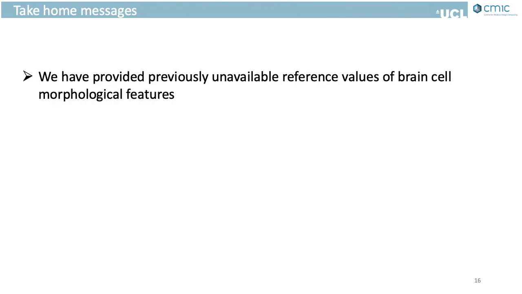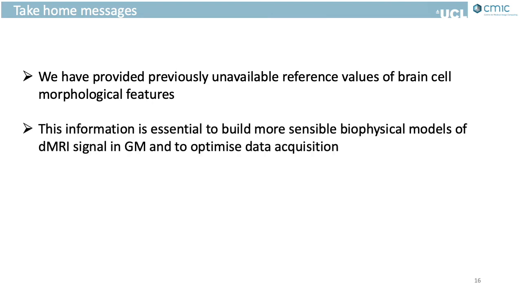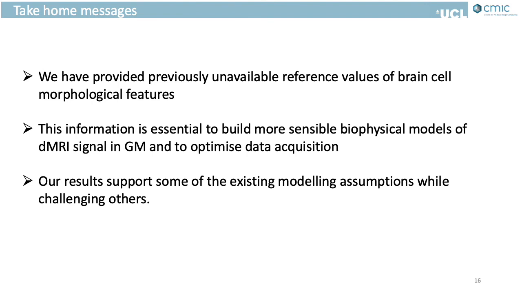To summarize, we have provided the previously unavailable reference values of brain cell morphological features. This information is essential to build more sensible biophysical models of diffusion MRI signal in gray matter and to optimize data acquisition. Our results support some of the existing modeling assumptions while challenging others.